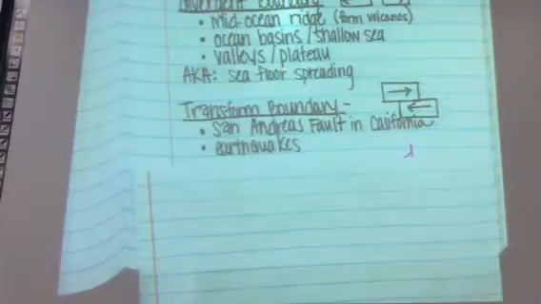Now, let's talk about the movement of these plates, okay? What causes these plates to move? We kind of already talked about that, but what causes them to move? The magma is constantly moving under the mantle, right? And because of that constant movement, that is creating a what force?